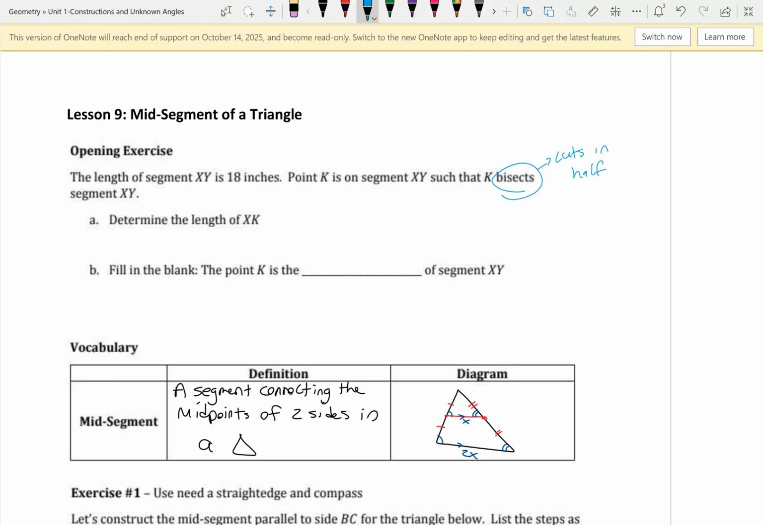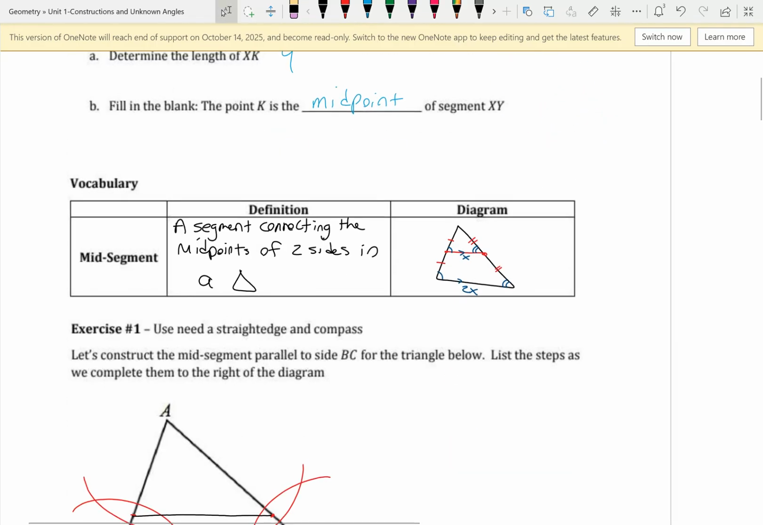So if we're looking at the fact that we have our segment XY, and in total that segment is 18 inches long, if we put a point K that cuts it in half, hopefully it's standing out to us that the length of XK would be 9. Same thing as YK. So we're going to fill in the blank here for another vocabulary word. The point K is the blank of segment XY. And hopefully just based on our picture, we can figure out that K is the midpoint of segment XY. Okay, so bisects and midpoint, just some carryover vocabulary from earlier on in the year.